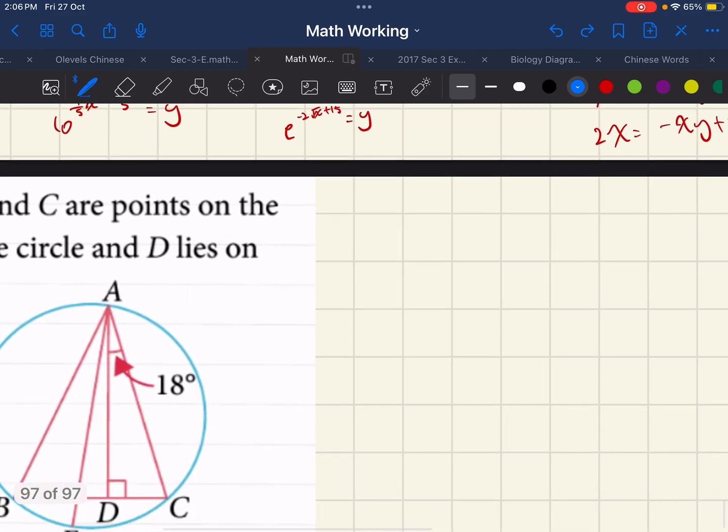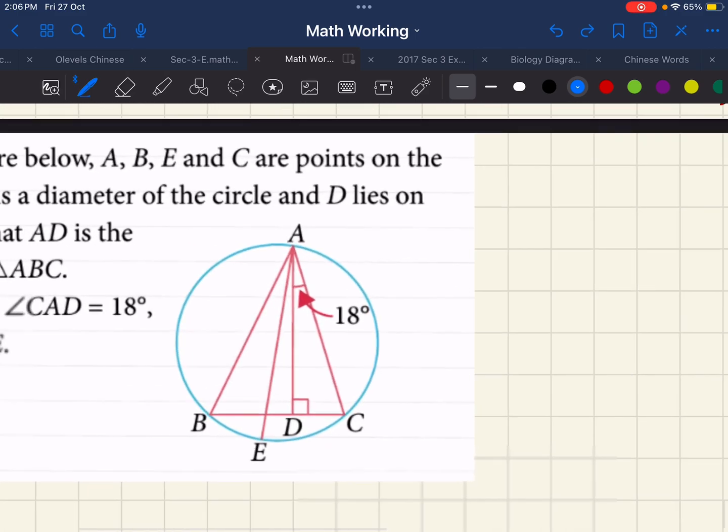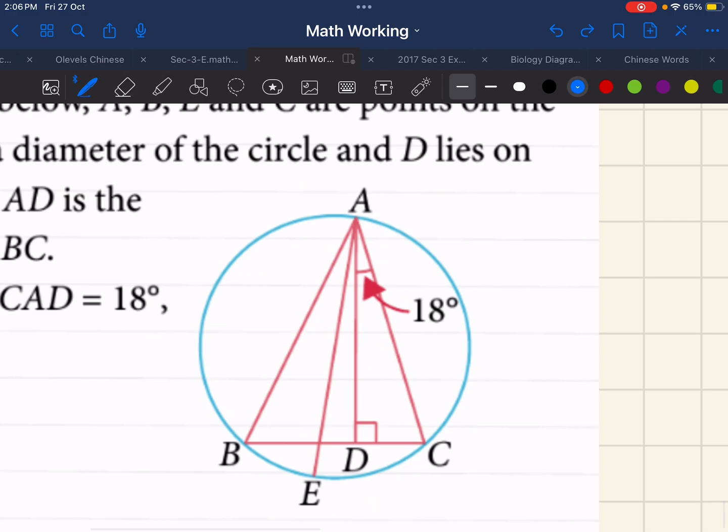First of all, I know that this cannot be the perpendicular bisector of a chord. This is a chord, and the perpendicular bisector would pass through the center, but this is definitely not in the center. Use common sense, use your eyes. Just see, it's not in the center. It's definitely not the perpendicular bisector of the chord.